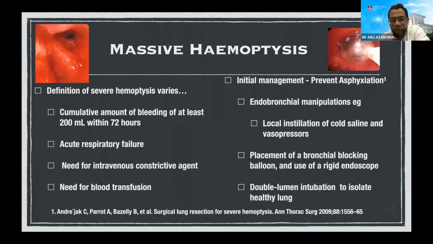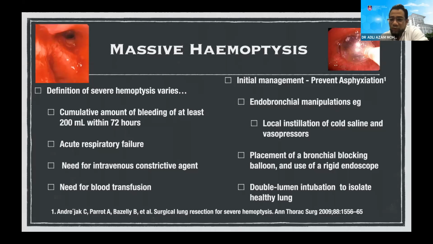So if you go through all the literature on the definition of severe hemoptysis, the numbers vary. Some say a cumulative amount of bleeding of at least 200 ml within 72 hours. Other literature talks about acute respiratory failure associated with severe hemoptysis, the need for an intravenous vasoconstrictive agent, and the need for blood transfusion. Of course, in this group of patients, the initial management is to stabilize and prevent asphyxiation.